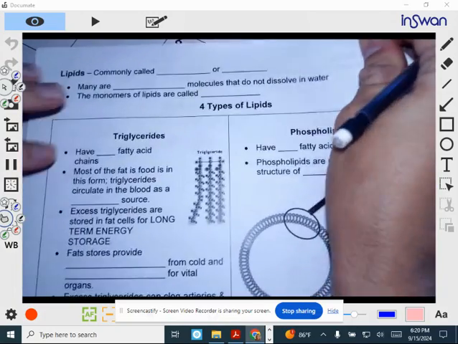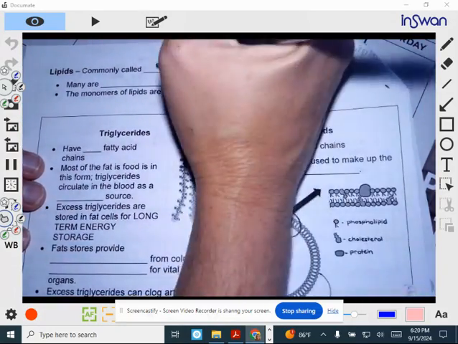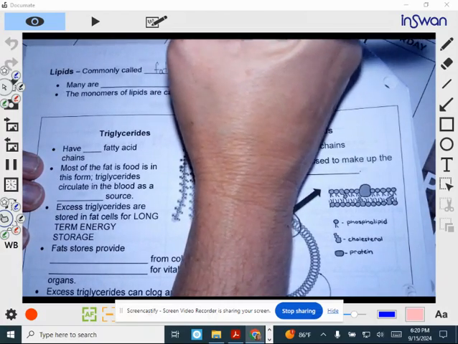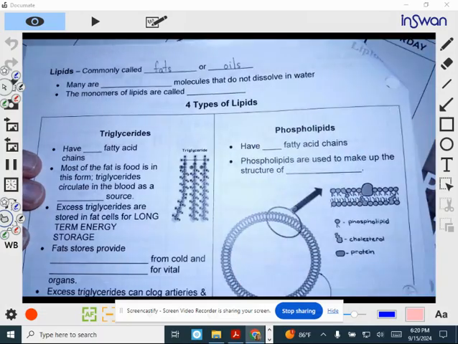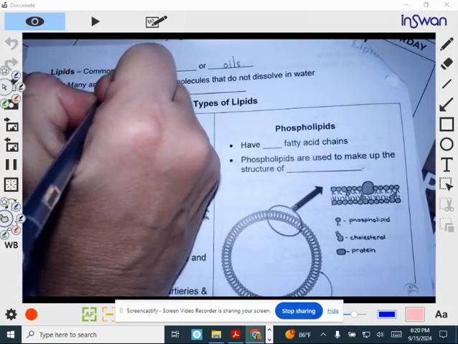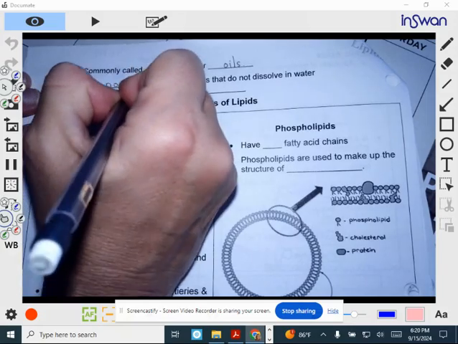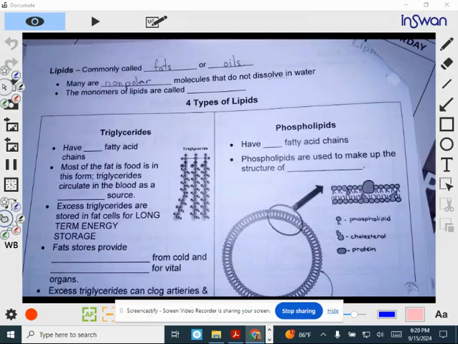All right, so now we're going to talk about lipids. And lipids is a scientific name for fats and oils. And we know that those molecules do not readily mix in water. So many of our lipids are non-polar molecules that do not dissolve.